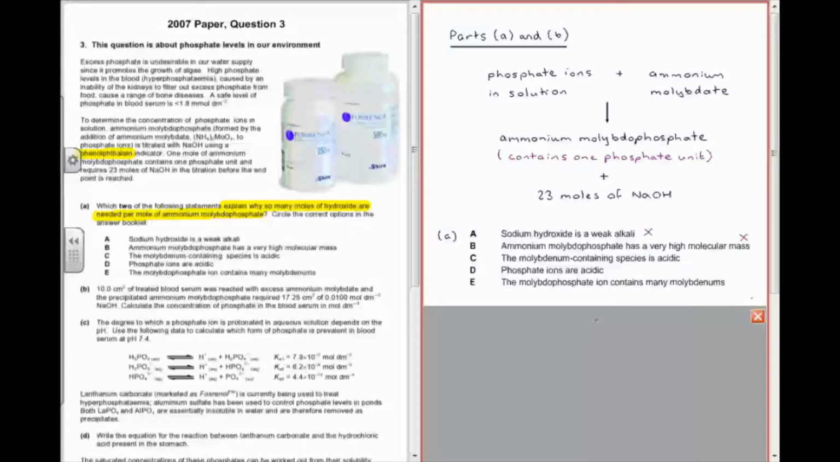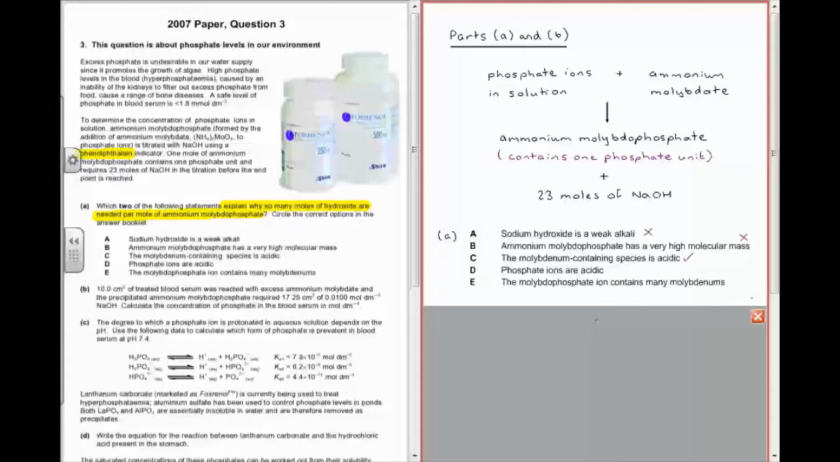Statement C says that the molybdenum containing species is acidic. This must be true for neutralization to be possible by the addition of alkali. Although it doesn't really help us to explain why so many moles of hydroxide are needed, it does help us to explain why hydroxide is needed, and so we can tick this as one of our good statements.